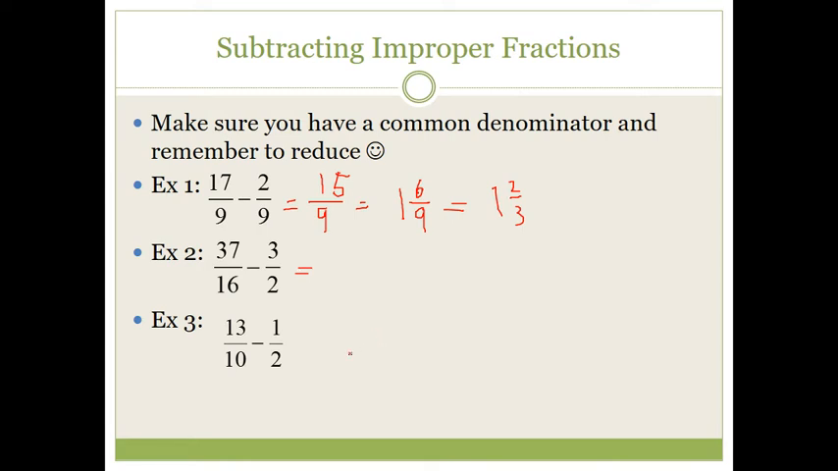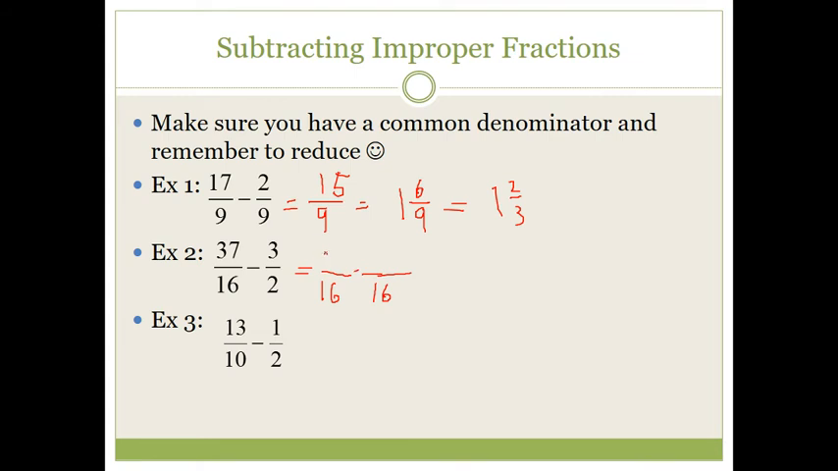Well, I'd like to just subtract 37 over 16 minus 3 over 2 in example 2, but I notice that I don't have a common denominator. So I'm going to have to think about what the lowest common multiple between 16 and 2 is. That is a number that will divide them both, or that they'll both go into. So in this case, the lowest common denominator is going to be 16. Because 16 will go into itself 1 time, and 2 will go into 16 8 times.